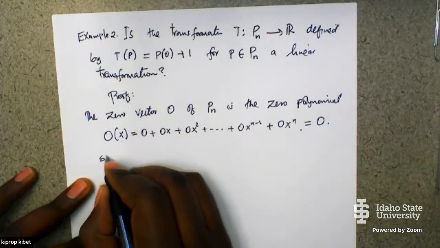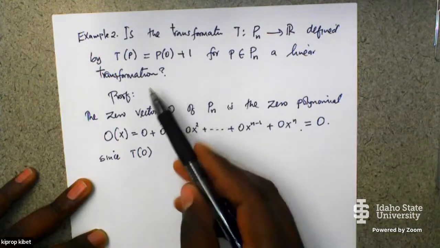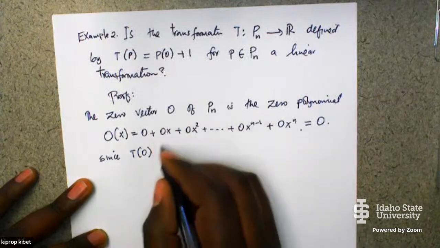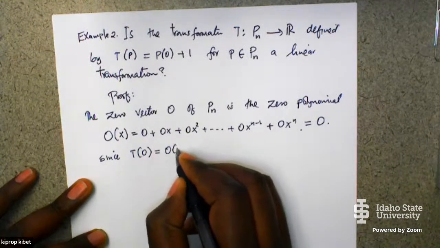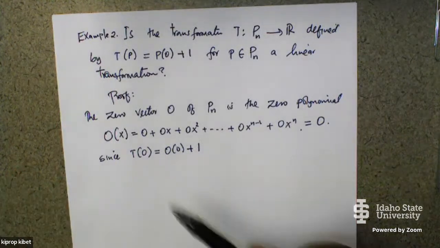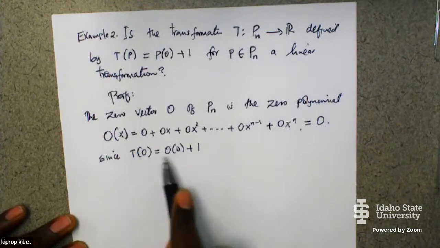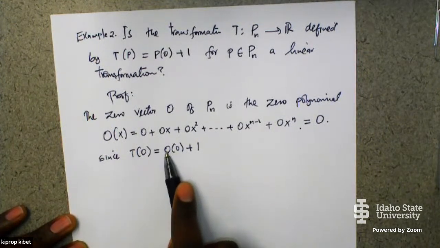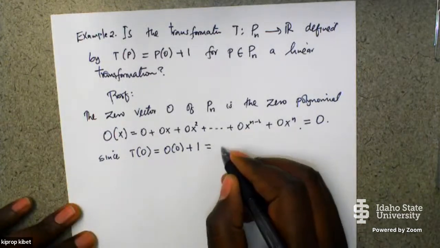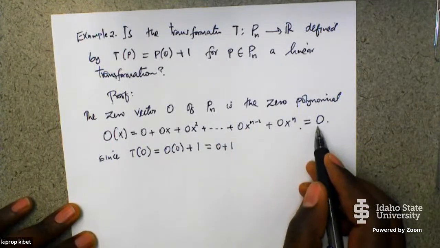Now since T of 0 is 0, if we put a 0 in this p here, then it should give us p of 0 plus 1. We've seen that 0 here will give us 0. So if we now put a 0 here, then it should be p of 0 plus 1, which will give us 0 plus 1, since this one is 0, which we got here.